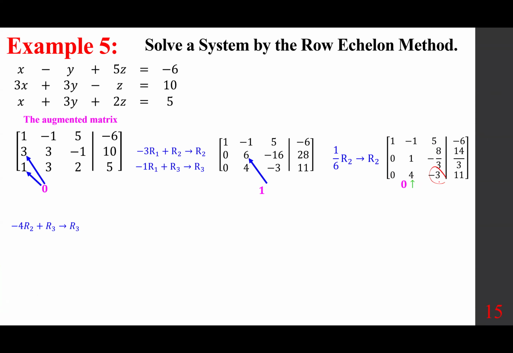I want to figure out this one. So to figure out this one, we are going to multiply this one by negative 4. So we have minus 8/3 times negative 4. So you see what happens. It's positive 32/3 and added to negative 3, which is 9/3, which is 23/3.